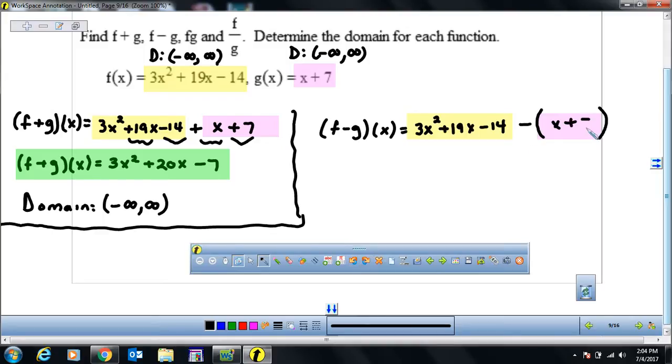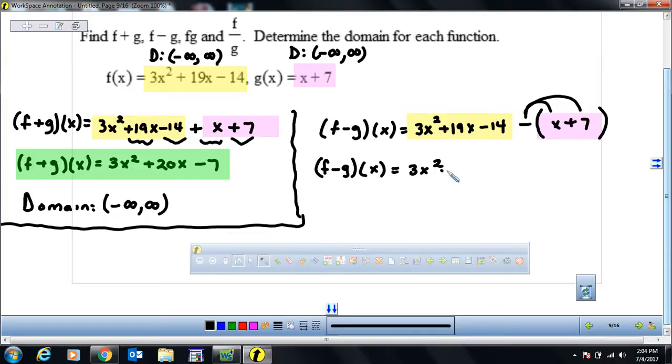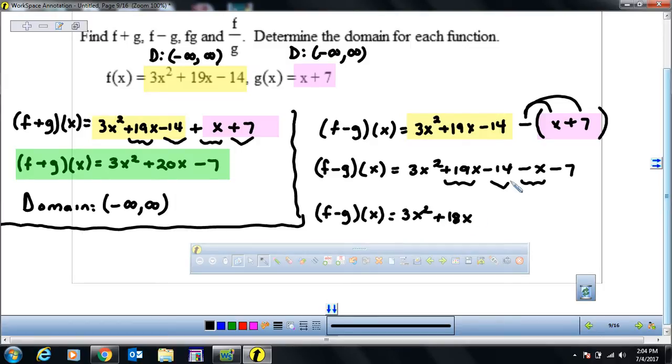So we are going to first of all distribute the minus sign right here, so we can subtract everything that is in g of x. So we're going to get f minus g of x equals 3x squared plus 19x minus 14, then minus x minus 7. Then what are we going to do? We're going to combine like terms. So the 3x squared is going to stay alone. Then 19x minus x is plus 18x. Negative 14 plus negative 7 is negative 21.